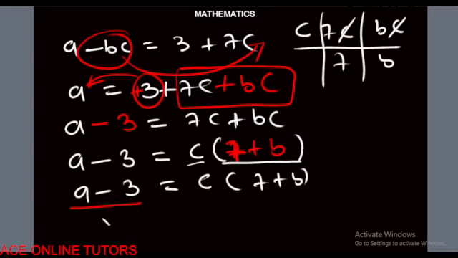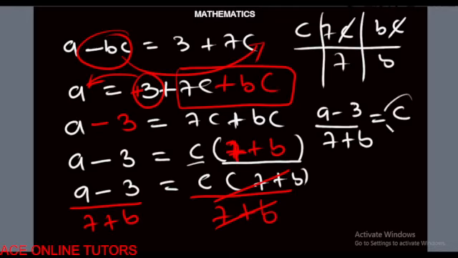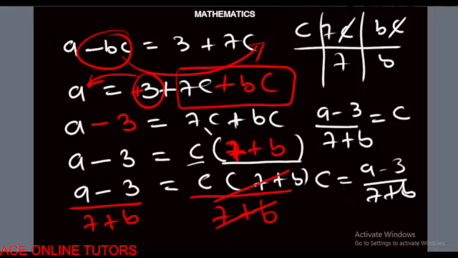By 7 plus b. So what happens? You see that 7 plus b will cancel 7 plus b. So we are going to be left with what? On this side, we are going to have a minus 3 all over 7 plus b equal to, on this side, we are going to be left with c. Then we said we will write the right hand side before writing the left hand side. It's still the same thing. So you just say c equals a minus 3 over 7 plus b. That's the solution to the question.